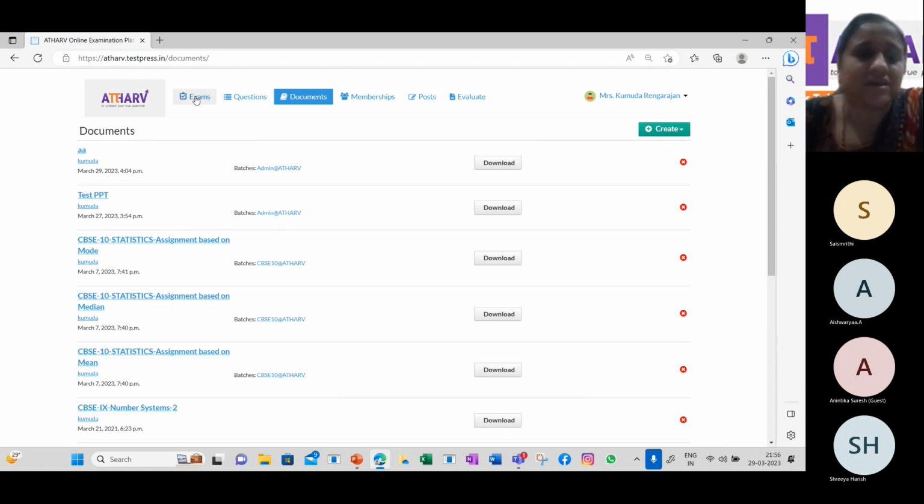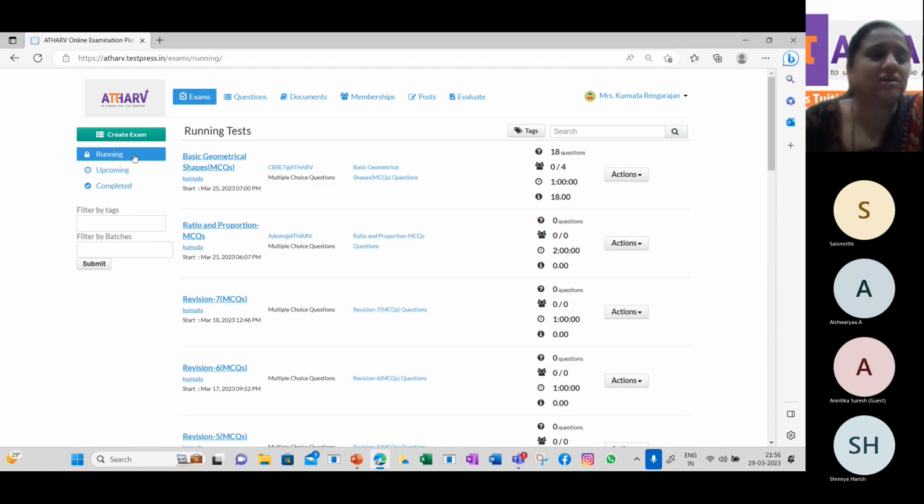Now in the exams tab, can you see 3 different tabs here: running, upcoming, and completed? Yeah. If you find exams under the running tab, that means those exams are available for you, and you can take them now or anytime in the future.